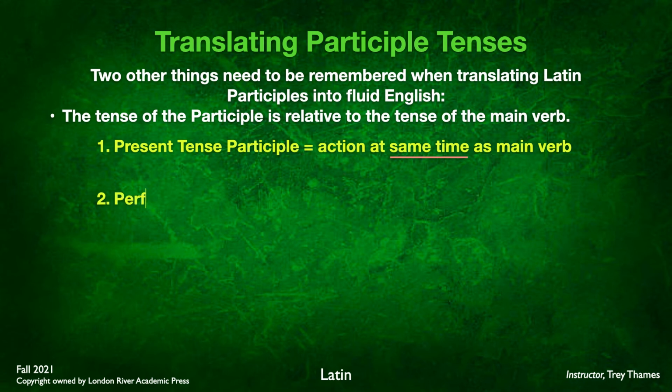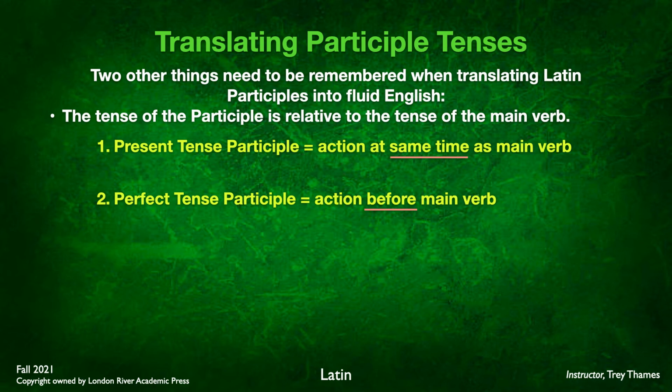Now, if the participle is in the perfect tense, this is action that is happening before the main verb. It's prior to the action of the main verb. So if the main verb is present tense, then simply translating a perfect participle in the past tense is fine. But what if the main verb is in the past tense? That means the perfect participle's action is happening prior to that past action. And if you remember, that is basically what we call pluperfect. So you would translate that participle as "had," whatever the verb: had come, had loved. That's how you translate it, because it's happening before the main verb.